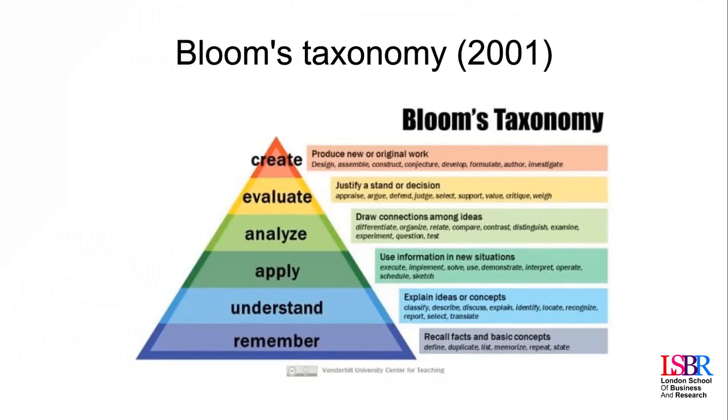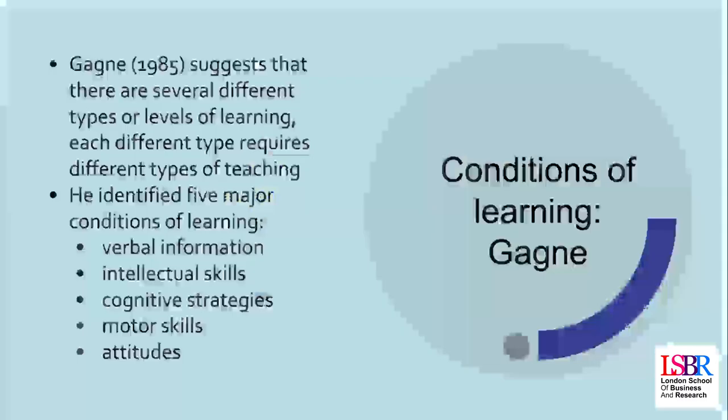And then evaluate, to look back on what we've done and say whether we could have done something differently, we could have done something better. If we did it next time, how would we change it? And then at the top, we've got creativity, creating something, a new or original piece of work. You can design something, assemble something, construct something, develop something different. That's at the top of the taxonomy. So when you're planning lessons, you need to be thinking about all these domains in the taxonomy. Are you hitting some of them or all of them every lesson? What do you want to be hitting in a lesson?